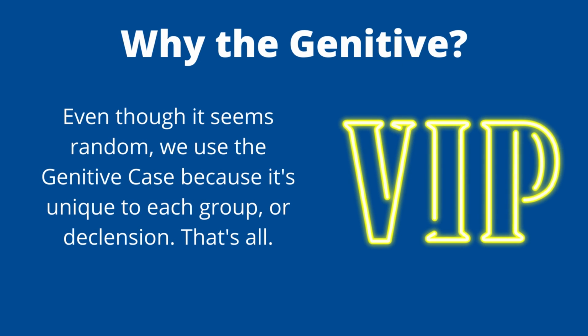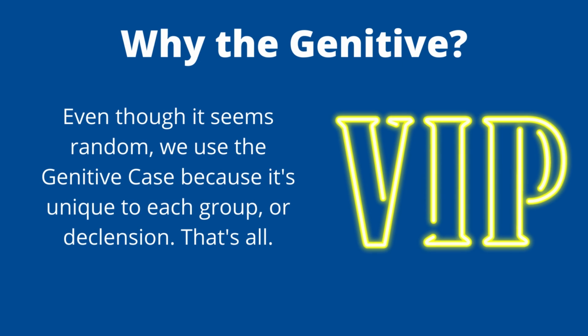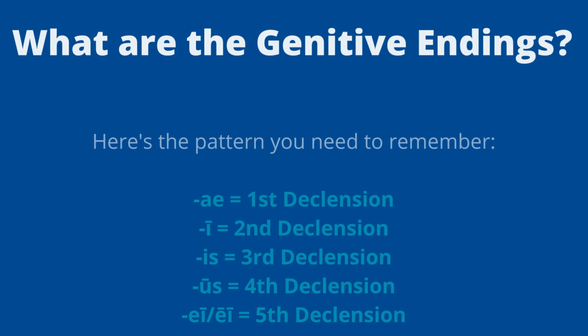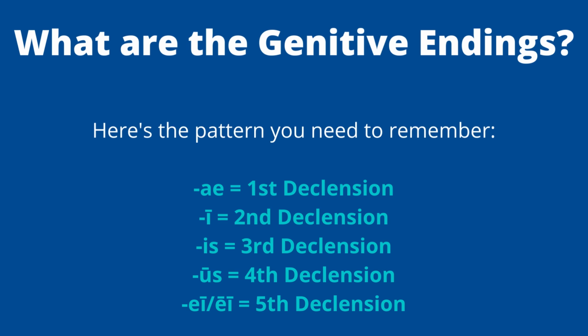So why are we putting this genitive singular there? It seems completely random. It's because it's unique. For every declension or group, there's a unique genitive singular ending. That's the only reason why we do it. It just means you can organize them into your groups, right? There's no overlap. So if you know what the genitive singular is, and again, you can find this in any dictionary or your textbook, whatever you're using, now you know the group or declension that noun belongs to.